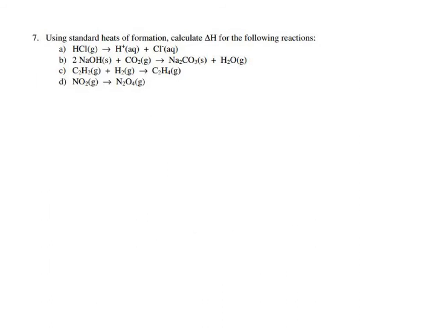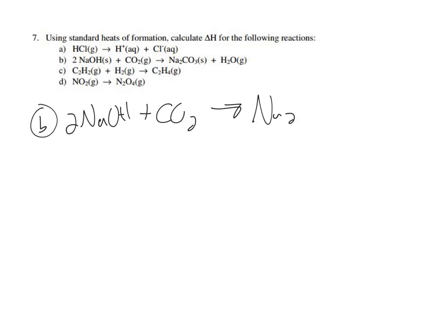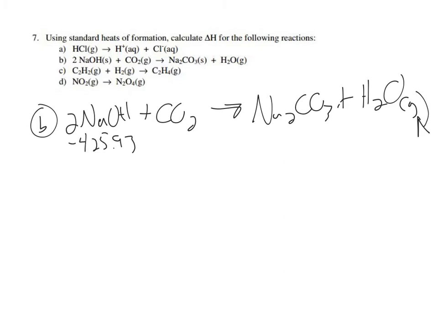Next one. For the sodium hydroxide: 2NaOH plus CO2 yields Na2CO3 plus H2O. And again, here's where you have to look out. That's gas, so the heat of formation is different for the gas than it would be for the liquid. The heat of formation of solid sodium hydroxide is negative 425.93. Since there's 2, we have to double that. CO2 gas has a heat of formation of negative 393.509. Solid sodium carbonate is negative 1130.77, and water vapor is negative 241.818.